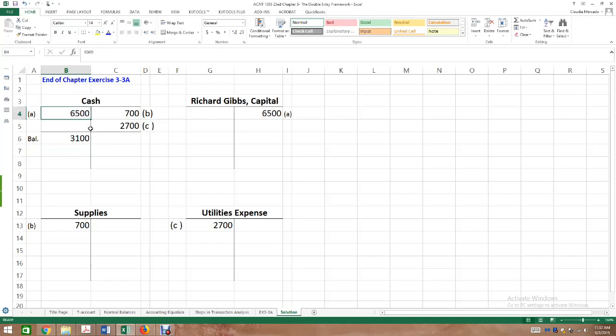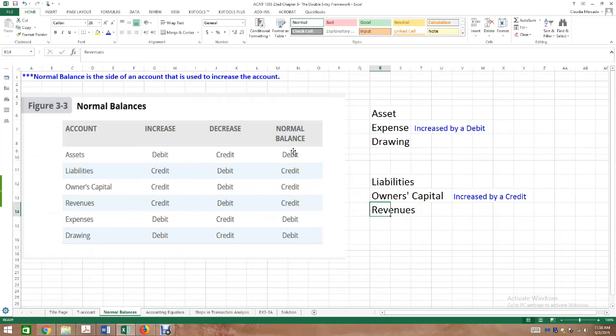$6,500 was put in there as an investment. I spent $700 in supplies. I spent $2,700 in utilities. So that means I have $3,100 left over. Your balance will be the ending amount in your account. And usually, 99% of the time, your balance will be on the side of your normal balance. Most of the time, the balance is going to be wherever your normal balance is.